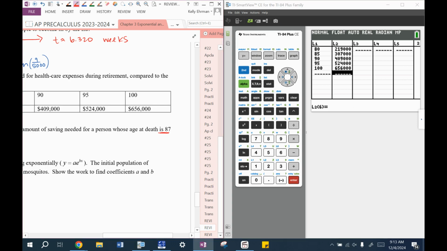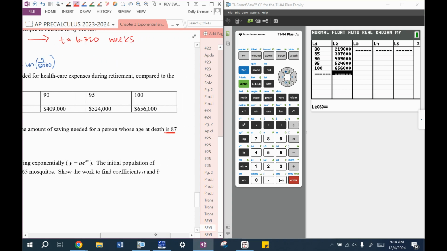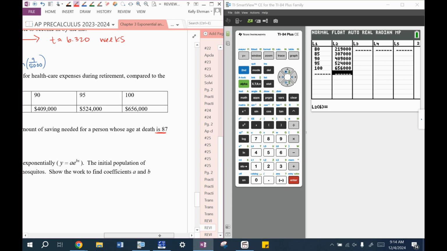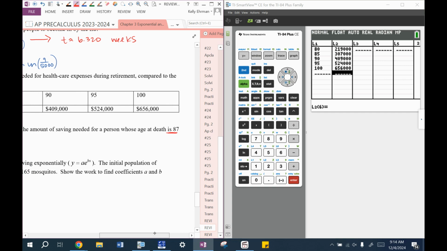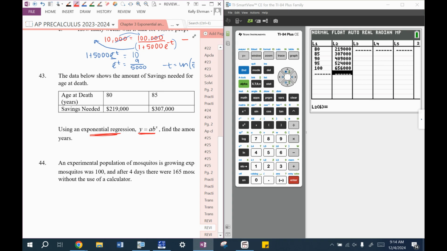All right. And then when I solve my equation, or no, I'm not solving my equation. When I type in my equation, I'm just plugging in 87. So it'll give me the answer in thousands already. All right, so how do we do exponential regression?